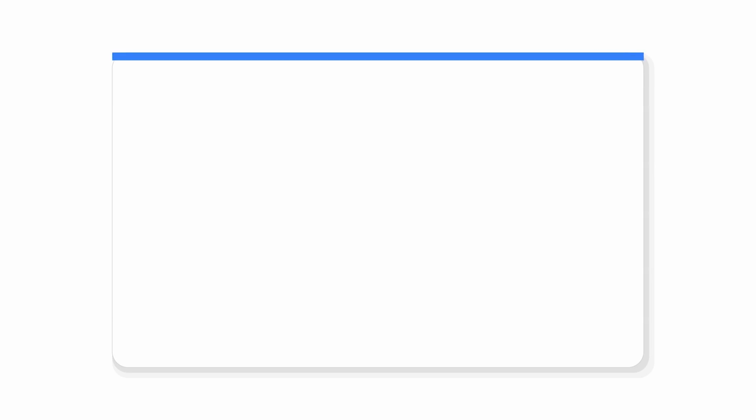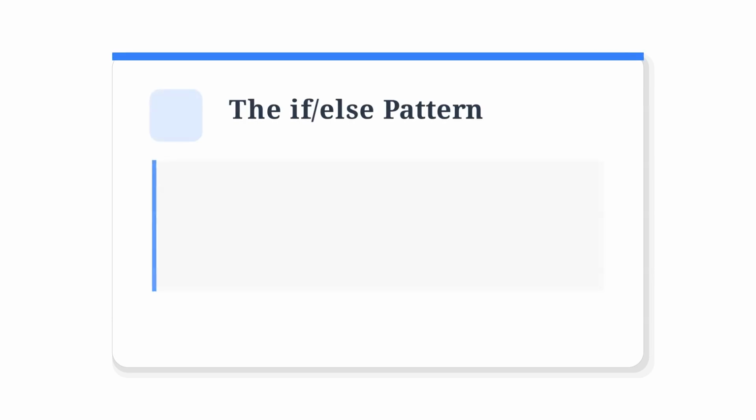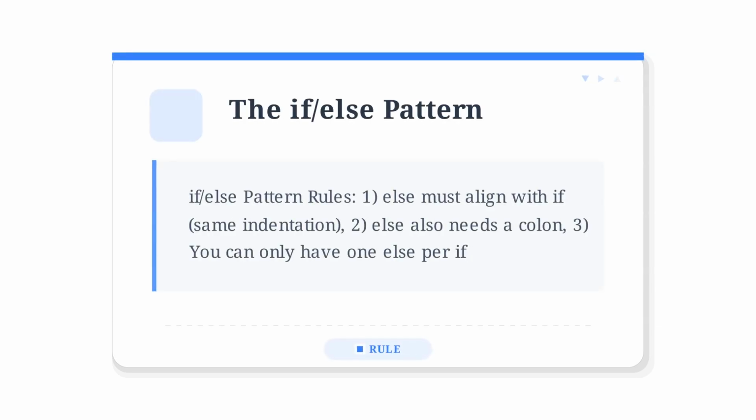Let's nail down the if-else pattern rules. First, else must align perfectly with if, same indentation level. Second, else also needs that colon at the end, just like if. And third, you can only have one else per if statement. Think of it like a fork in the road. You can only go left or right, not both.